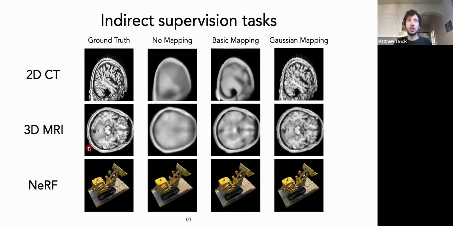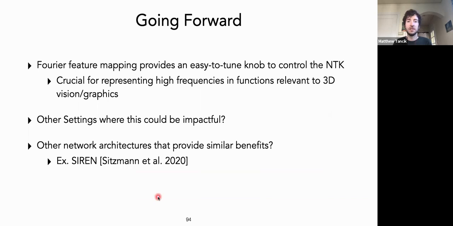So in summary, we found that a simple Fourier feature mapping enables us to tune the MLP's NTK so that it's able to converge to represent high frequencies that are important to the types of functions that are relevant in computer graphics and vision. But we think one interesting avenue to explore is finding out whether this could be applicable to other domains. So for example, a similar technique might be used to pack more high frequency variations into low dimensional latent spaces, which could be used for generative models.